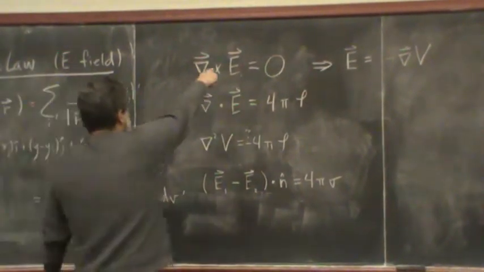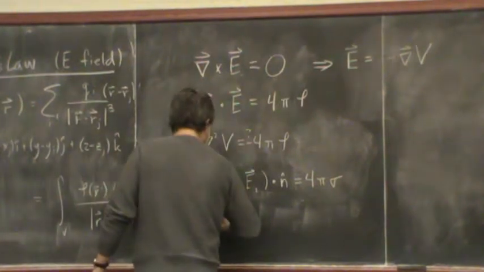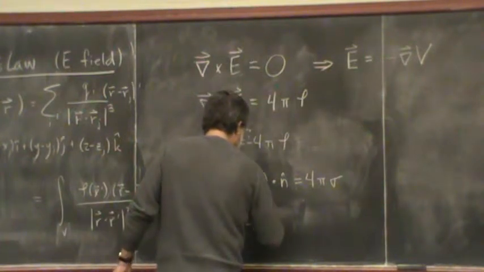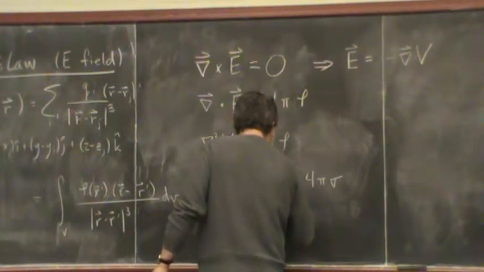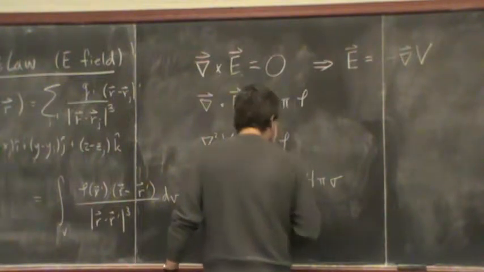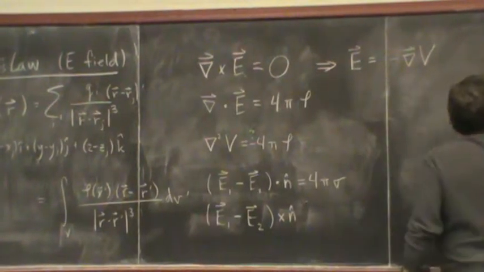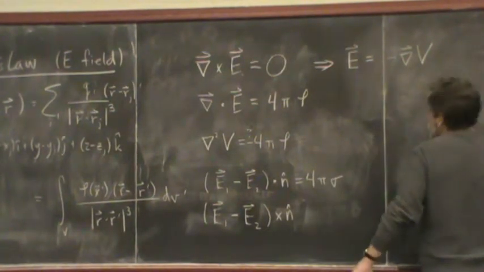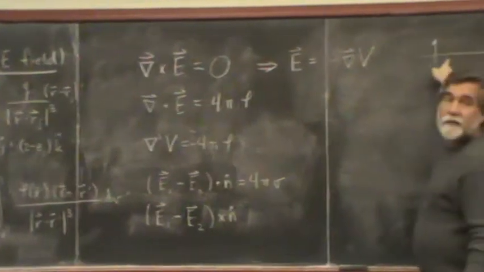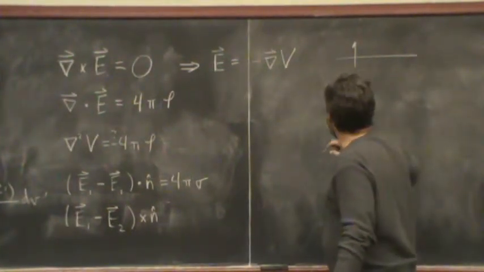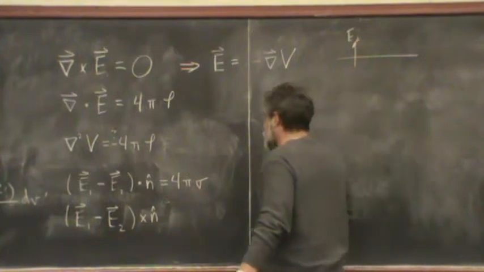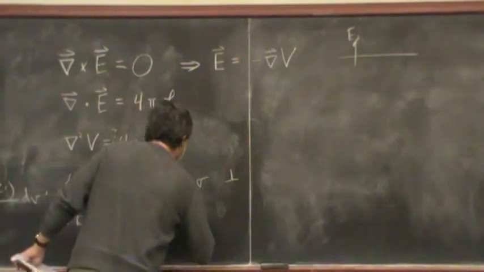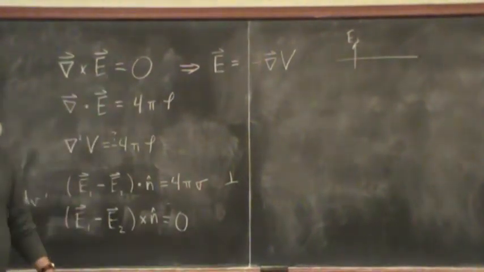And this leads to the electric field on one side of the interface minus the electric field on the other side of the interface crossed into the normal. So if I have an interface, then this relationship tells me the relationship between the electric fields on one side and the other side of the interface perpendicular. So this one's the perpendicular relationship. And this one is the parallel to the interface.